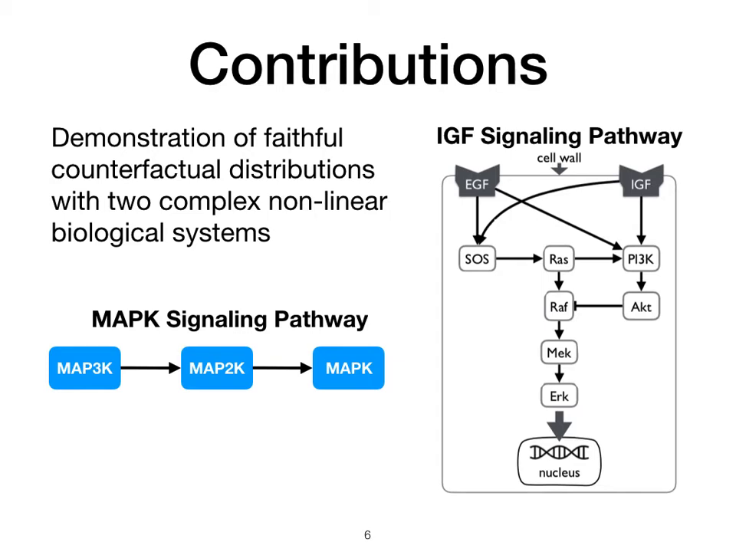We demonstrate the approach on two mathematical models of signal transduction pathways, the MAPK signaling pathway and the IGF signaling pathway. These models can be downloaded from systems biology websites and compiled into Markov process models using software such as MATLAB or Copasi, or libraries in R or Python.